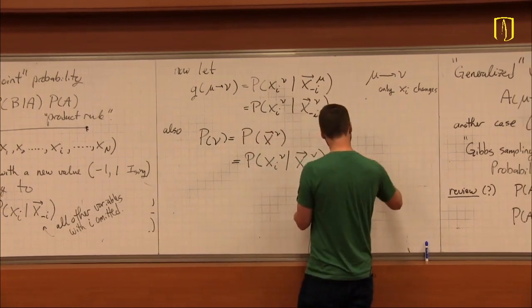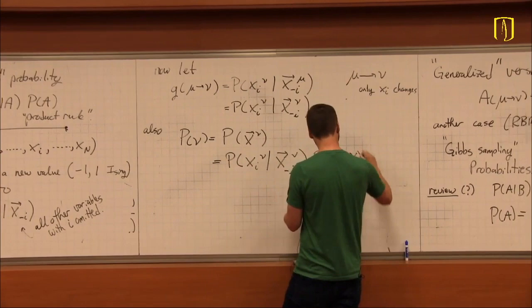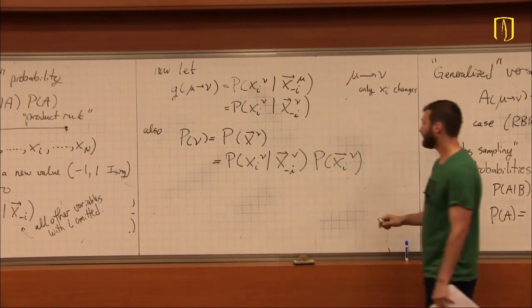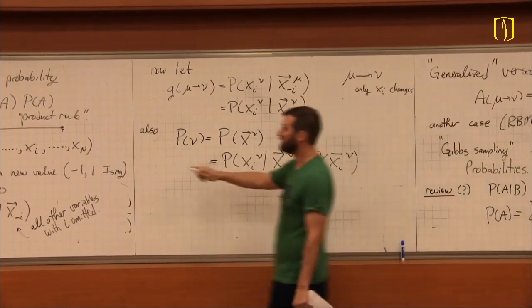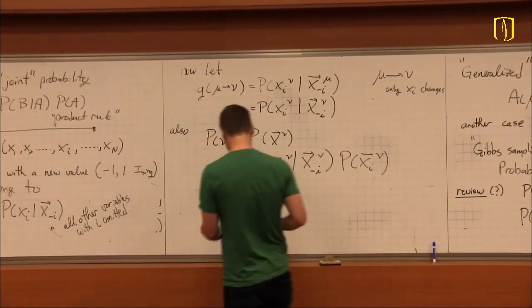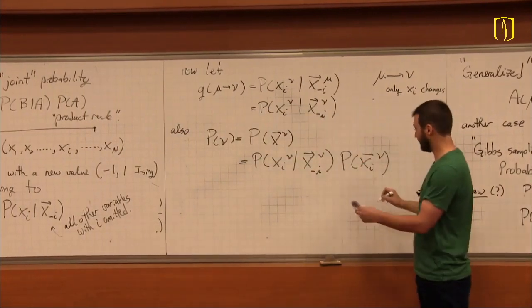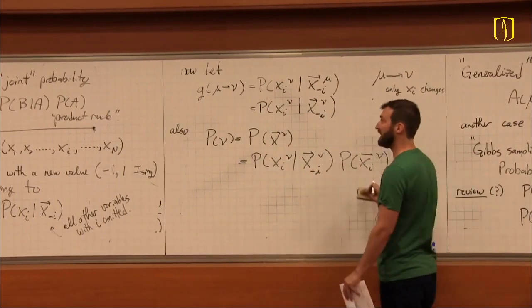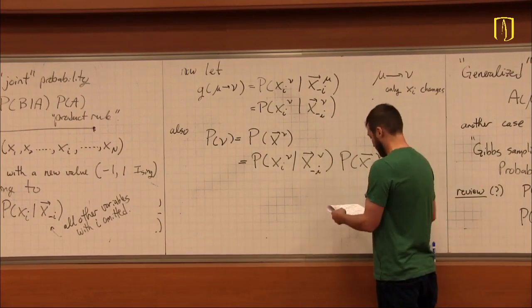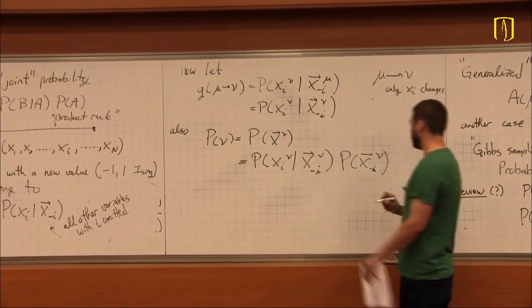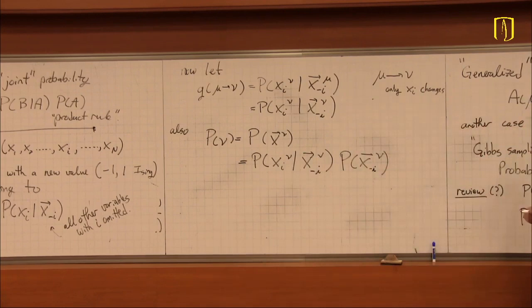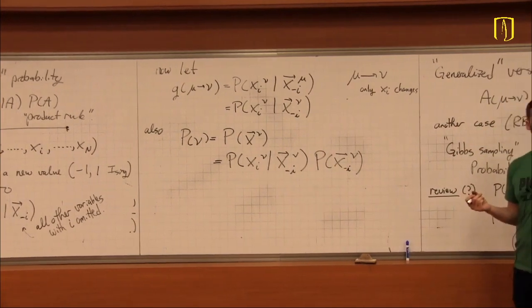P xi times a joint. So I've just used the product rule here. And I did this wrong, because that has to be the marginalized one there. Is that right? Did I do that right?